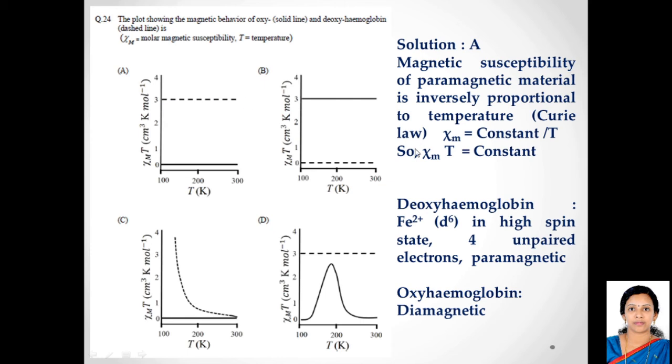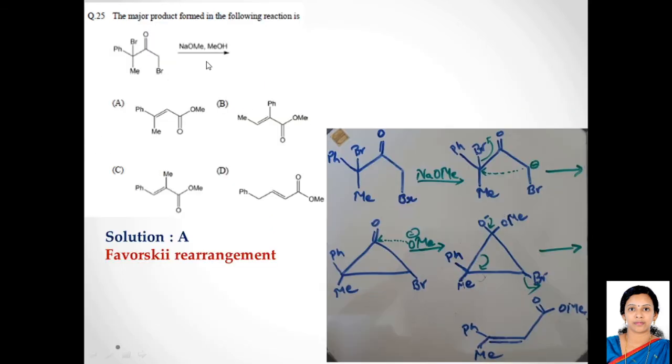Option A. Okay, moving on to question number 25. The major product formed in the following reaction is. So here a reactant is given and a reagent is given. You have to predict the product. If you look at the reactant, it is a halo species. It's an alpha halo compound.